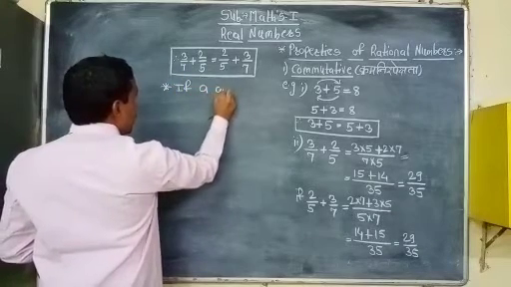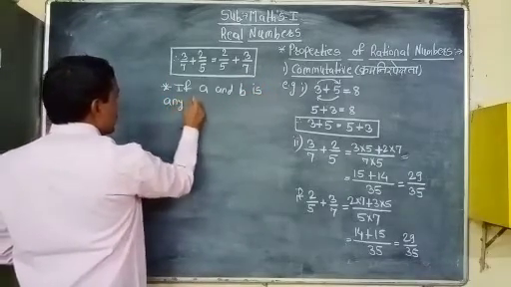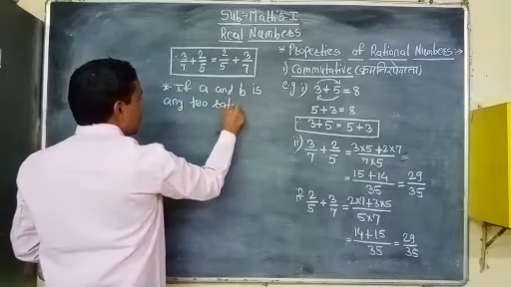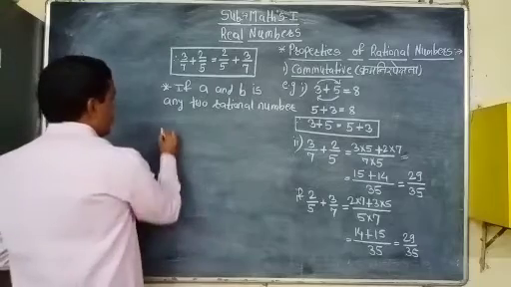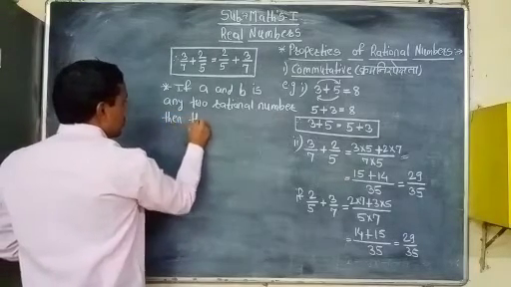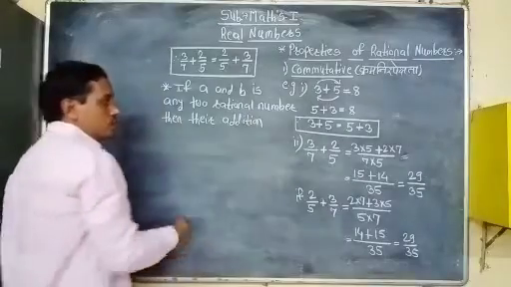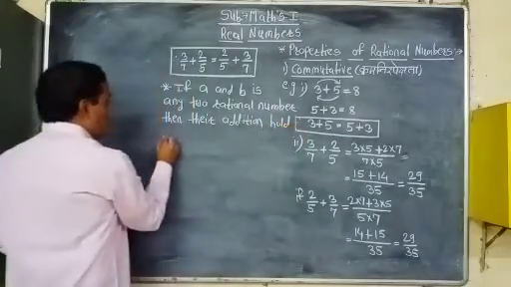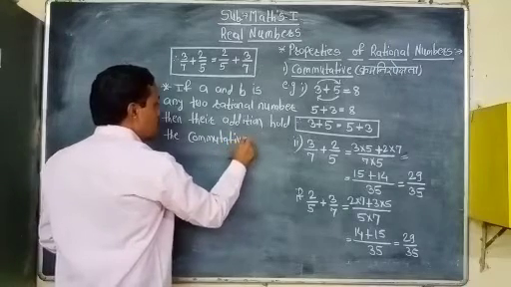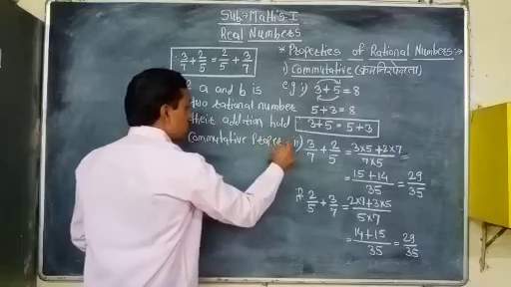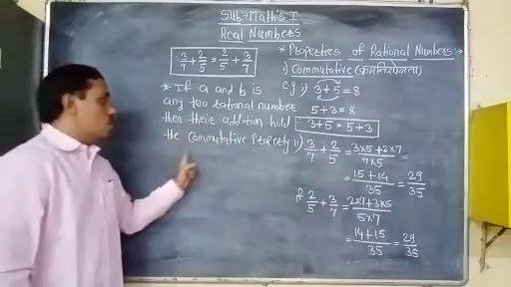If A and B are any two rational numbers, then their addition holds the commutative property. A and B are any two rational numbers, then their addition holds the commutative property.